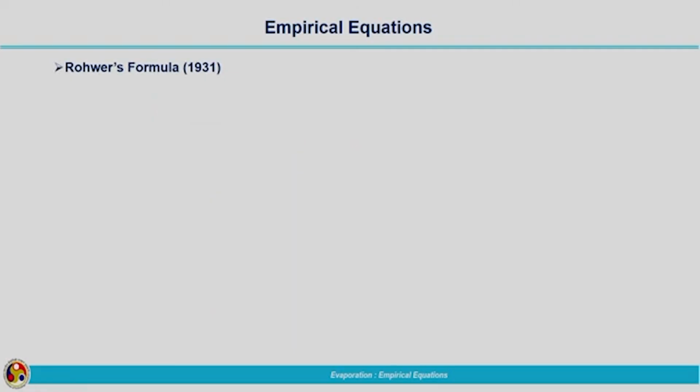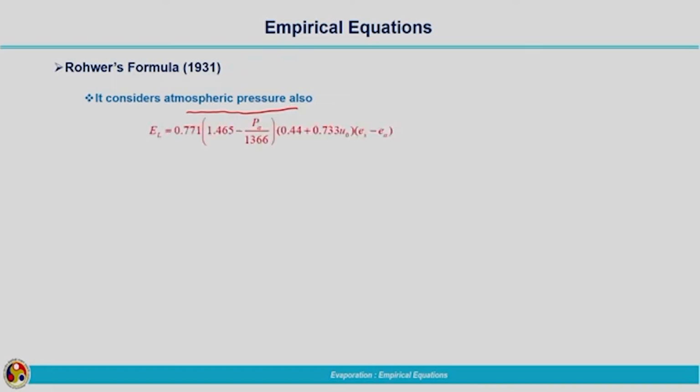Second empirical formula which we are discussing is Rohr's formula. This is also similar to the previous equation. It considers atmospheric pressure also. In the previous expression we haven't considered atmospheric pressure P. So, in this that also will be incorporated. So, the expression is slightly lengthy.